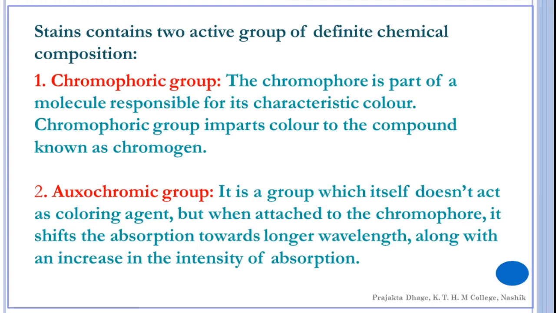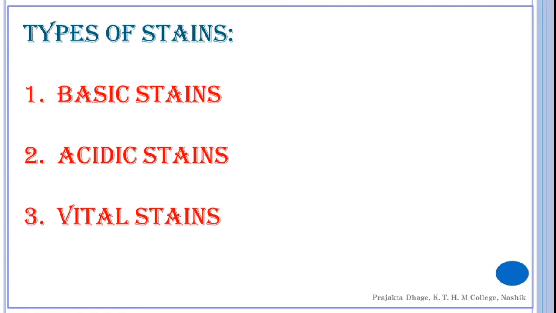Okay, and the auxochromic group is a group which itself does not act as a coloring agent, but when it is attached to the chromophore, it shifts the absorption towards the longer wavelength along with an increase in the intensity of absorption. So this was about the active groups, the chromophoric groups and the auxochromic groups. Now let's move on to another concept, which is types of stains or classification of stains.